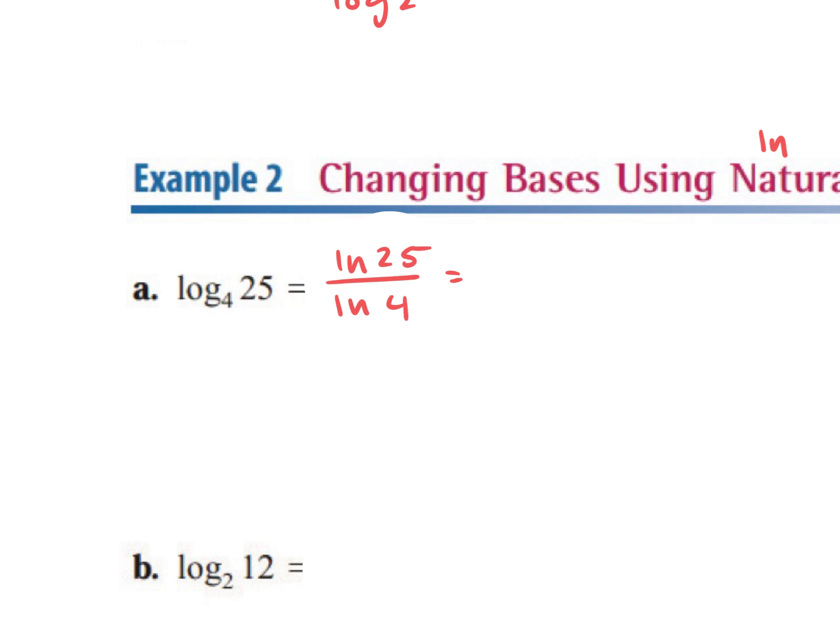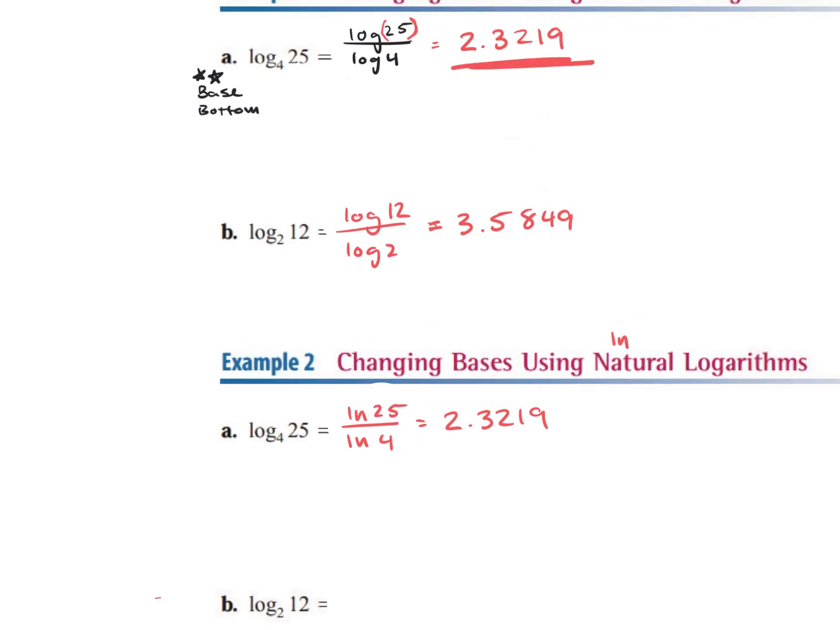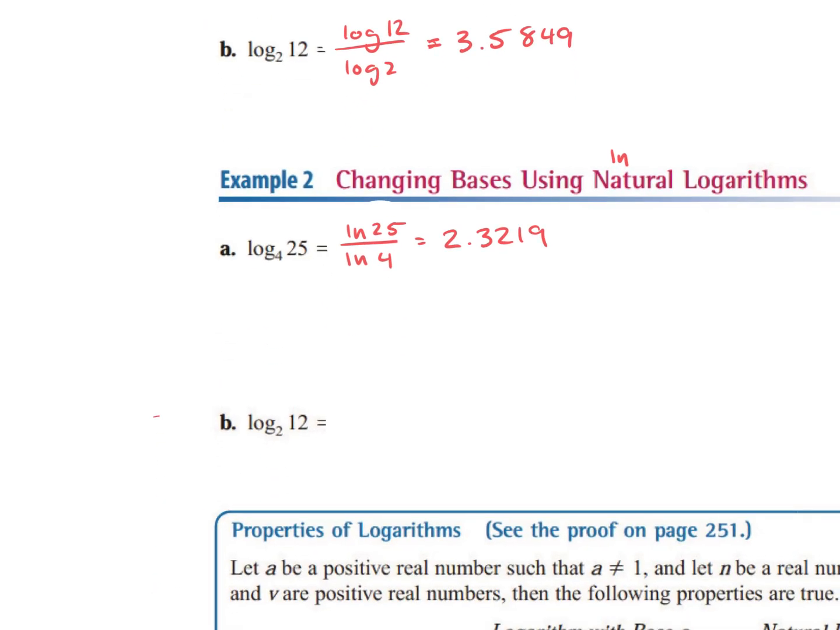When we put this into the calculator, ln of 25, close the parenthesis, divide it by ln of 4. You'll get the same answer that you do if you do the log. So 2.3219, the same thing that we got up here. Again, for B, we're going to do the same thing, but with the ln. So we can do the ln of 12 over the ln of 2. You'll get the same answer. ln of 12, close the parenthesis, divided by the ln of 2. We'll get 3.5849, same thing we got up here.